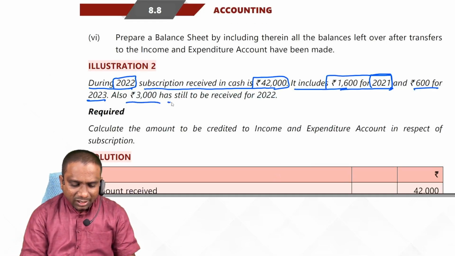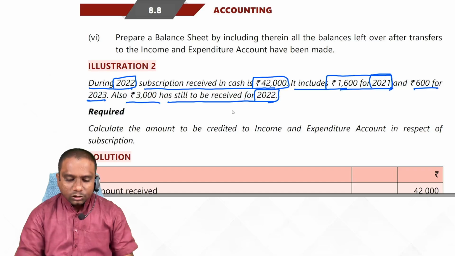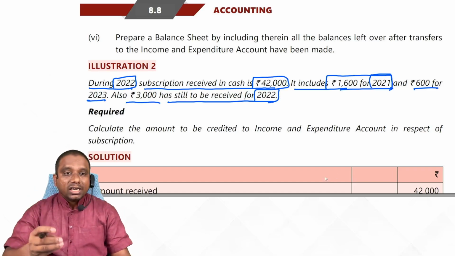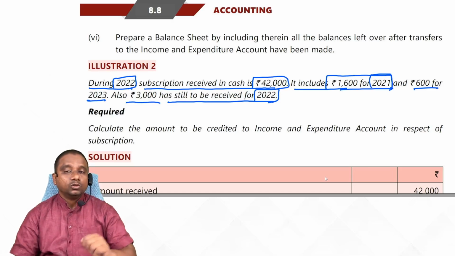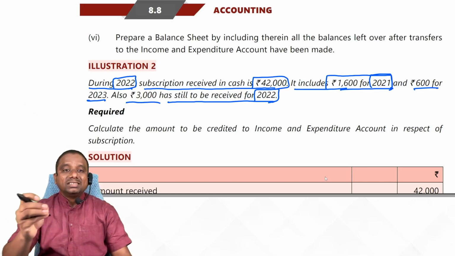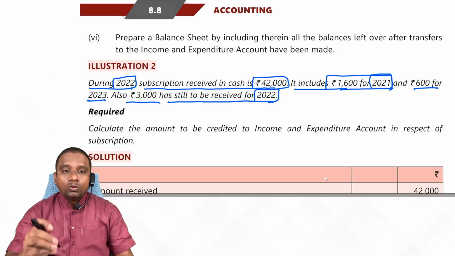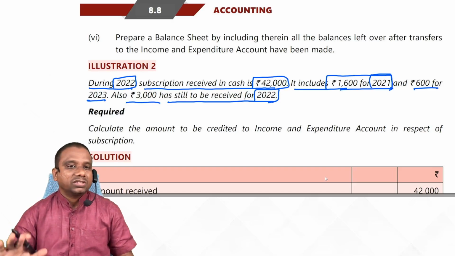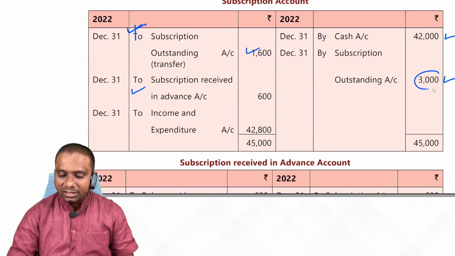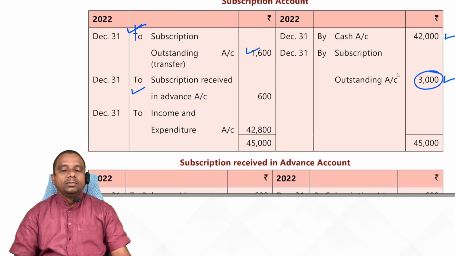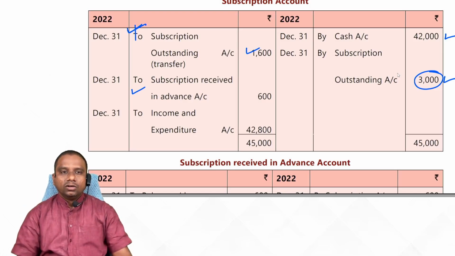Also 3000 has still to be received for 2022. This is outstanding for the year 2022. For this, what is the entry we record in 2022? Subscription receivable or subscription outstanding account debit to subscription account, posting by subscription outstanding 3000. Observe carefully. Is it clear, students? Now balance this account.